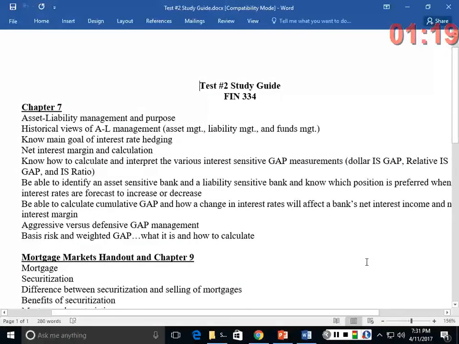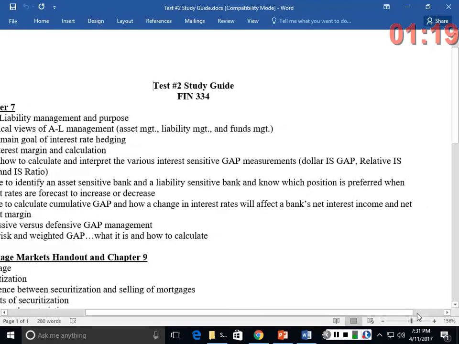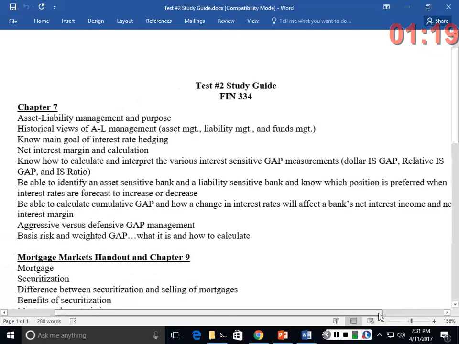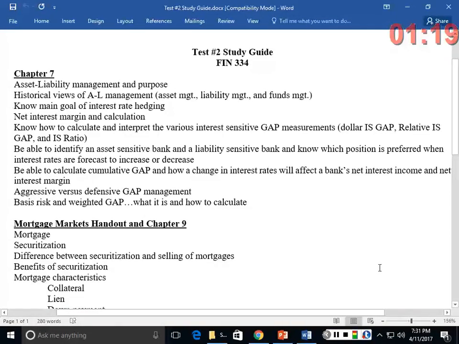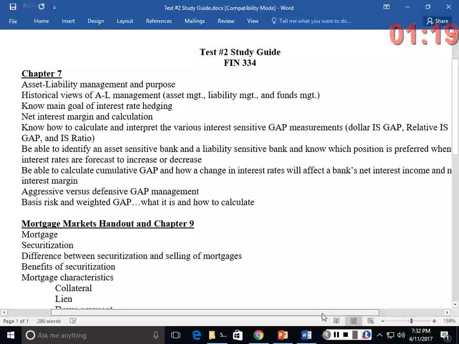Okay, now what you're gonna notice when we take a look at the study guide is there's a lot of material on this test. Okay, it's 3 chapters from your textbook and then the handout chapter. So there's a lot of stuff here.